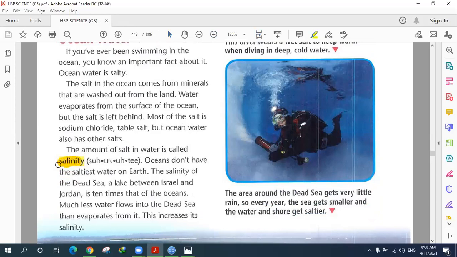Ocean salinity: oceans do not have the same saltiness of water on Earth. Yes, it's the amount of salt in water, how salty the water is. Because not all oceans are equally salty.